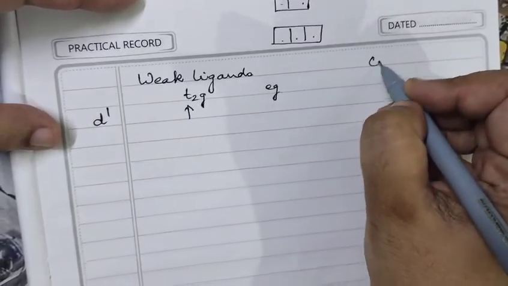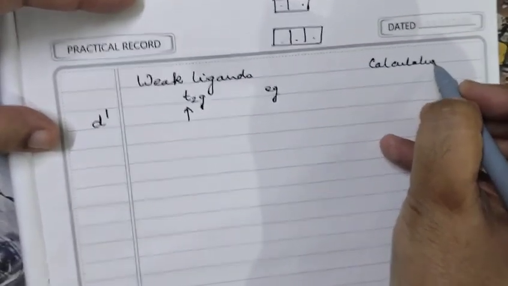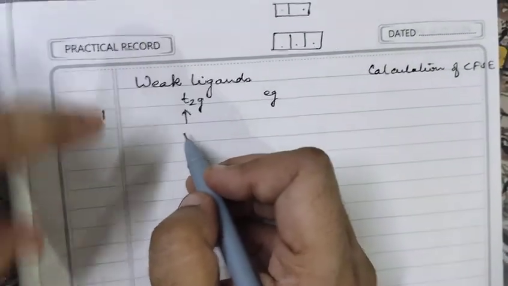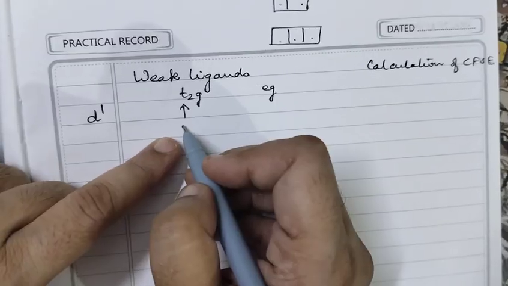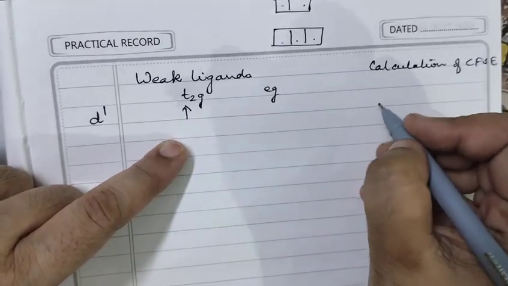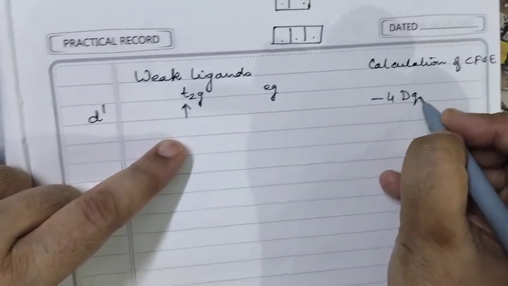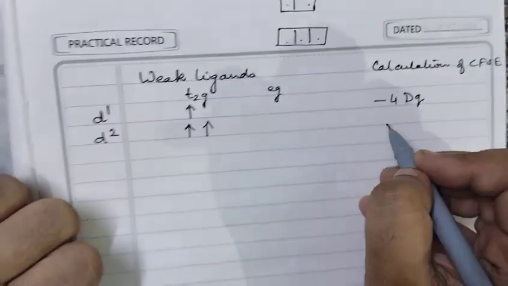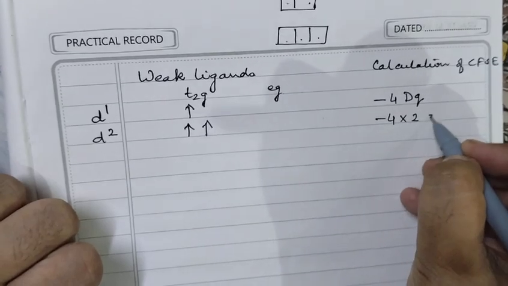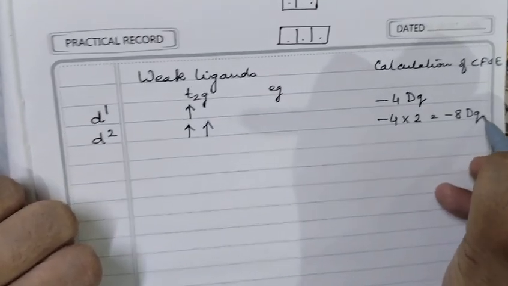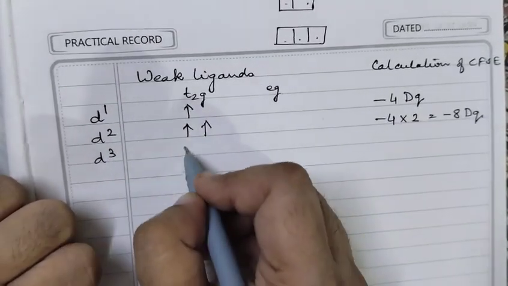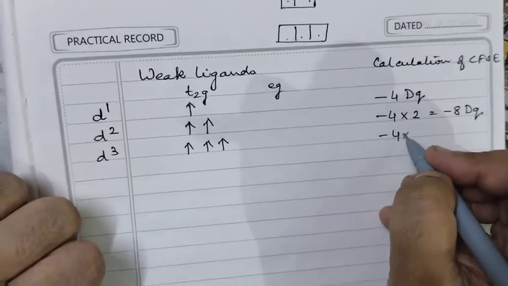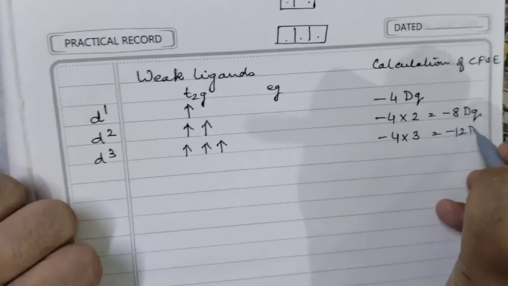So the filling will be, first electron is here. We will follow the same way of calculation and calculate CFSE here. In T2G we are filling just 1 electron in the D1 configuration. Therefore it will be minus 4 dq. Now when you fill the second electron, it will be minus 4 into 2, that is minus 8 dq. And when you fill the third electron, you will again fill in T2G only, so minus 4 into 3, that is minus 12 dq.